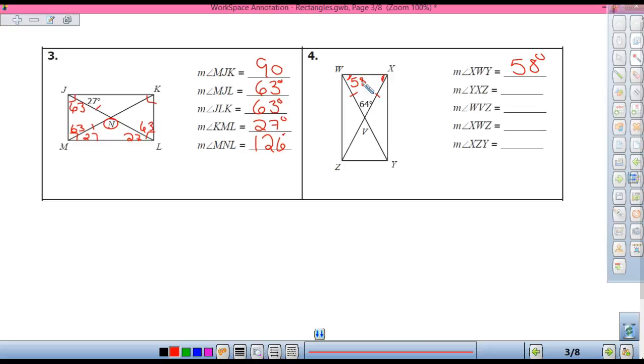Y, X, Z. Okay, if this is 58, what's this guy? No, what's this guy? 58. Okay, and we know this is a 90-degree angle. So you're right, that's going to be 32.